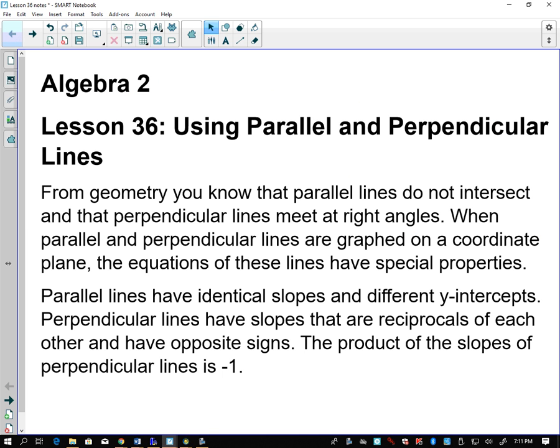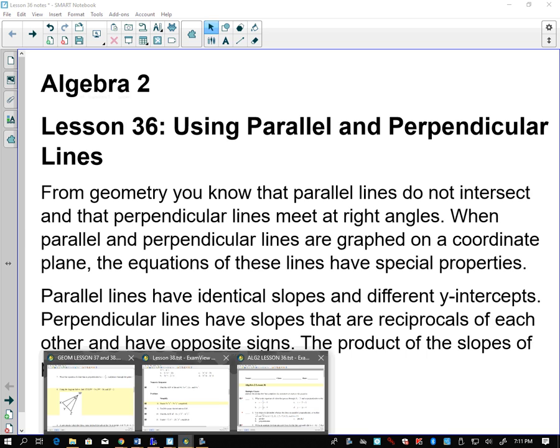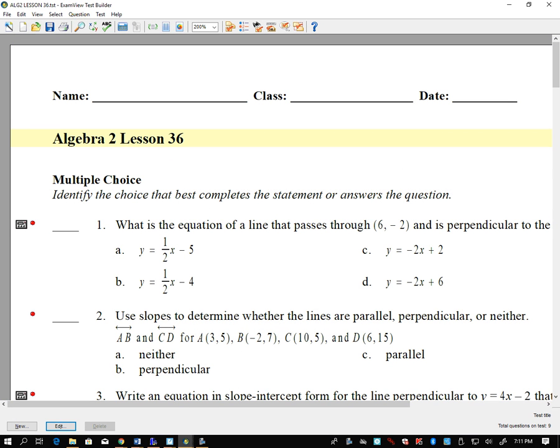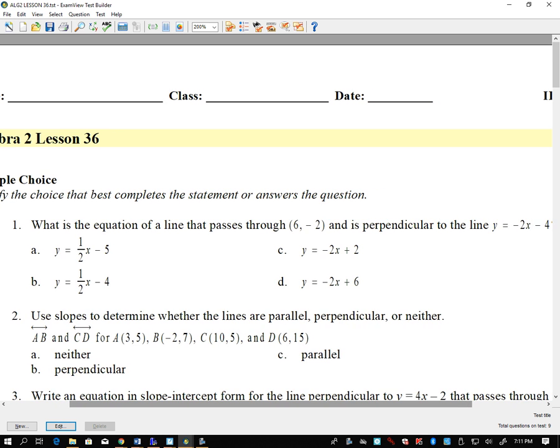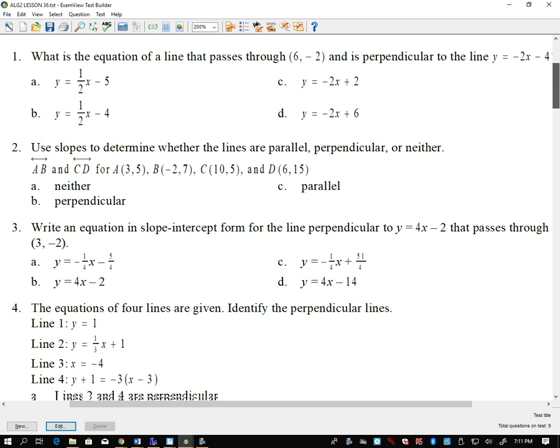All right, from here, let's look at some questions that we can answer, hopefully get you through this lesson. If I need to, I'd send you just the geometry video that I just got done making. So this is going to use some equations that we should be familiar with. What's the equation of a line that passes through (6, negative 2) and is perpendicular to the line y equals negative 2x minus 4? So this is going to use an equation, hopefully you're familiar with it, called point slope form.